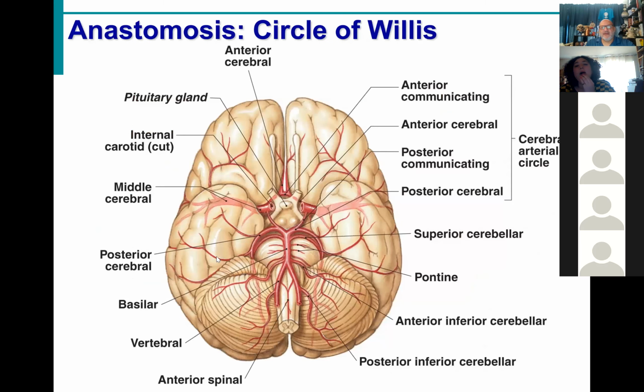And again, as I mentioned, we already did the circle of Willis, so I won't bother going through that again, other than to remind you that the starting point for this circle of Willis, again, are those two vertebral arteries coming off the subclavians and the two internal carotids coming off of the common carotid. And we did the rest of the circle of Willis, so we don't need to bother doing that again.